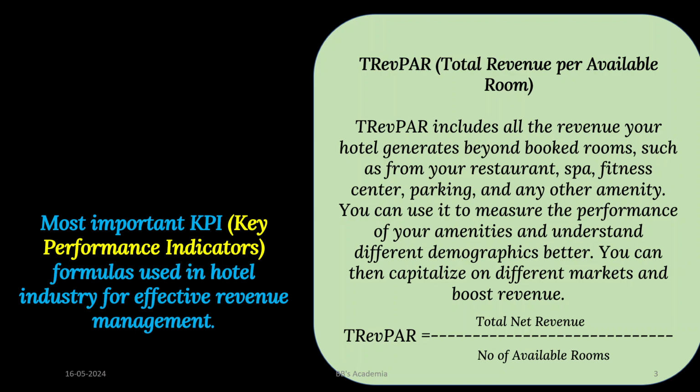So it is clear. So how can this T rev par be calculated? It is calculated on the basis of total net revenue upon number of available rooms. Clear?